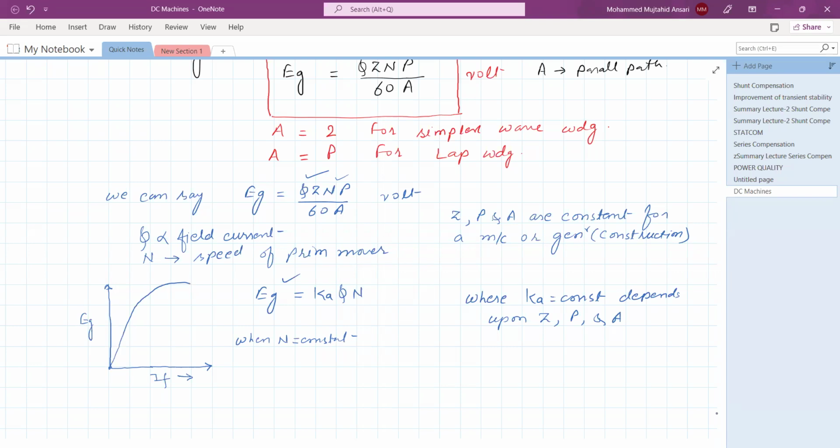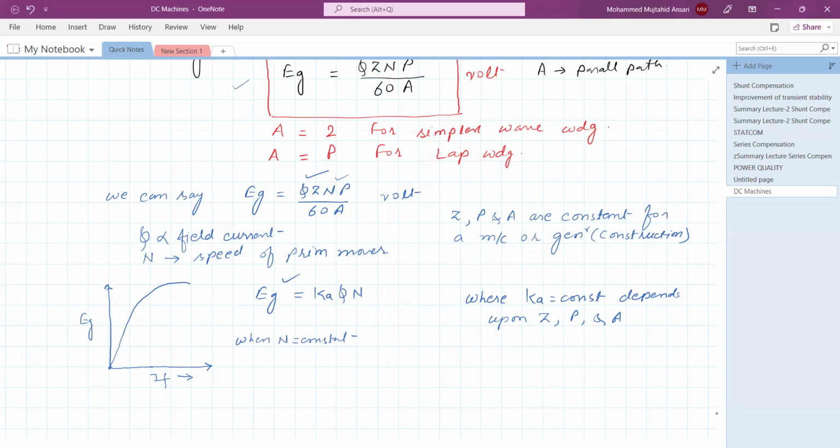So this is the EMF equation. EG is equal to phi Z N P upon 60A. Z is the total number of conductors, N is the speed of the prime mover in RPM, P is the number of poles, and A is the number of parallel paths. For simplex wave winding, A is equal to 2, and for lap winding, A is equal to P. So this is the EMF equation of the DC generator.